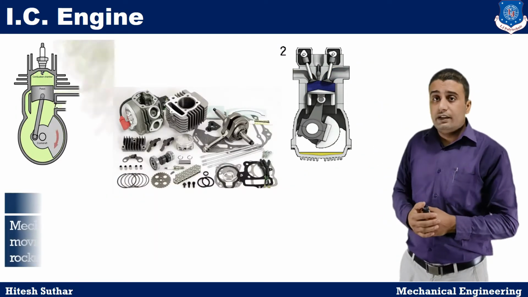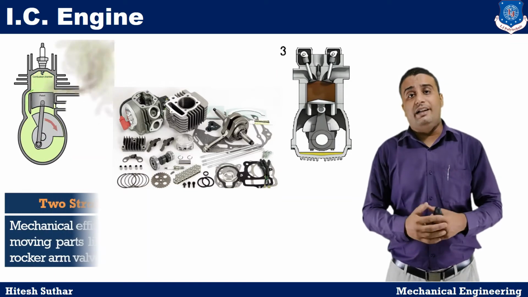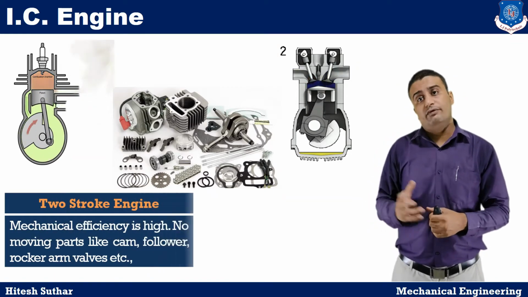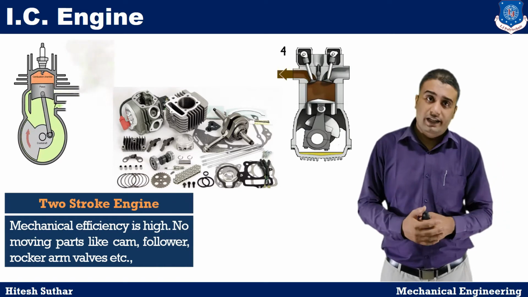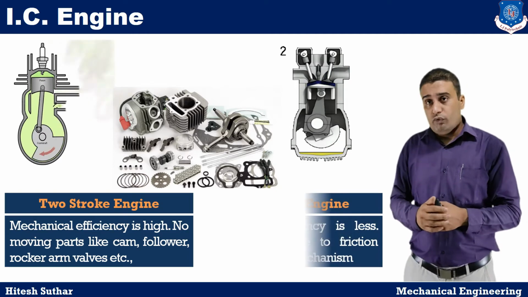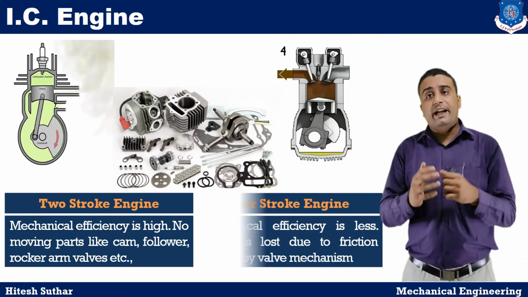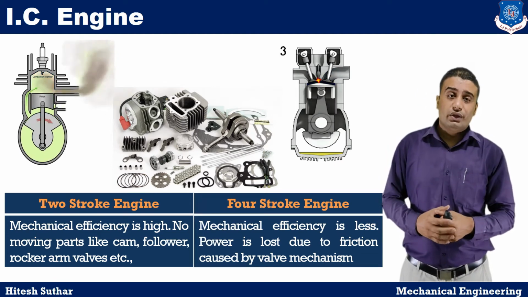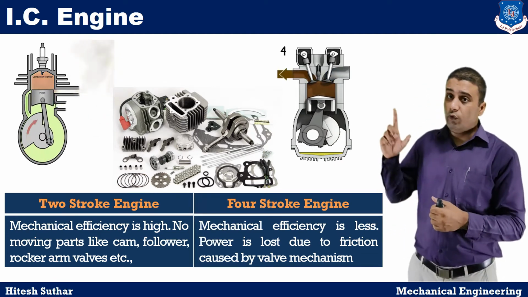In two-stroke engine, mechanical efficiency is high. As we know, there are no moving parts like cam, follower, rocker arm, valves and etc. That's why its mechanical efficiency is high. While in the four-stroke engine, mechanical efficiency is less because the power is lost due to friction caused by the valve mechanism.